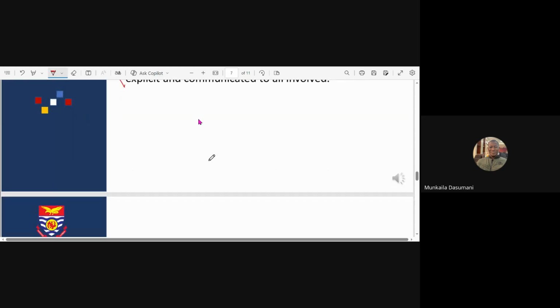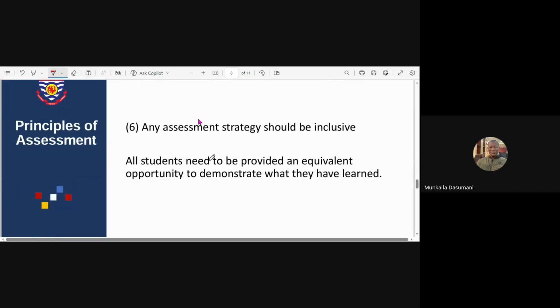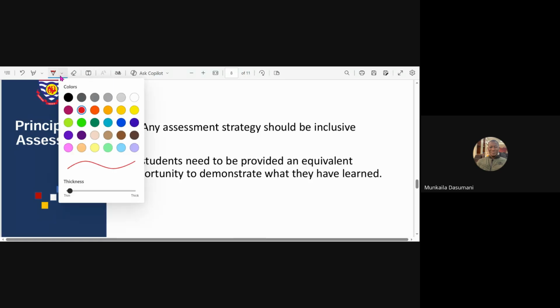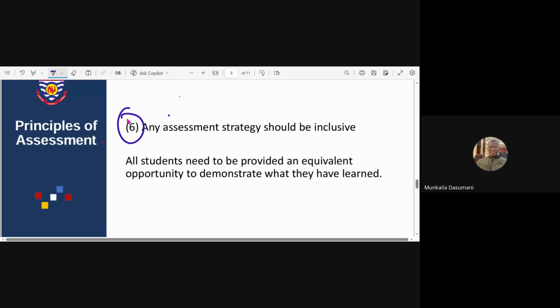Another principle is that the assessment strategy should be inclusive. All students need to be provided an equivalent opportunity to demonstrate what they have learned. As a teacher, you know that some students do excellently, they are very good students. So don't go to the classroom and, because some students are good, bring all difficult questions for those who are good to solve. What about those who are weak? You are not doing inclusion.